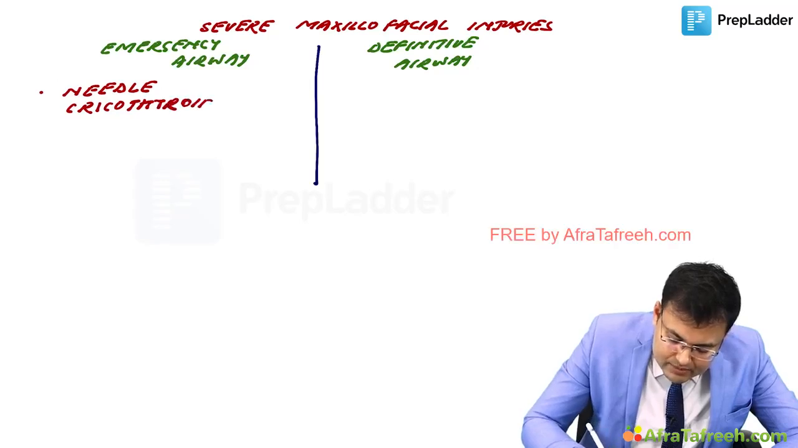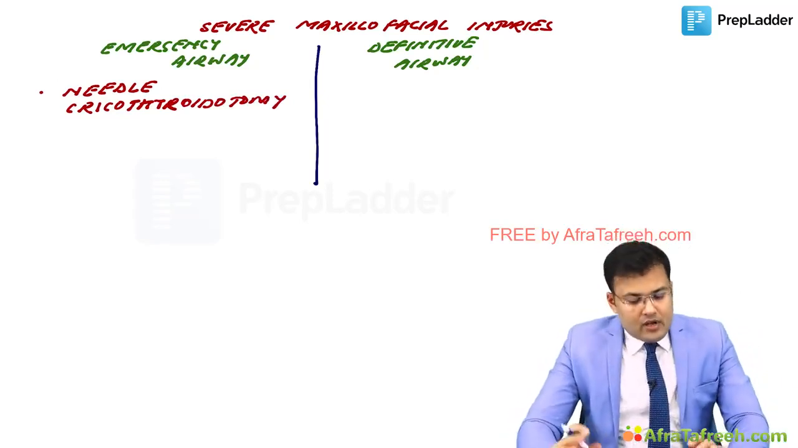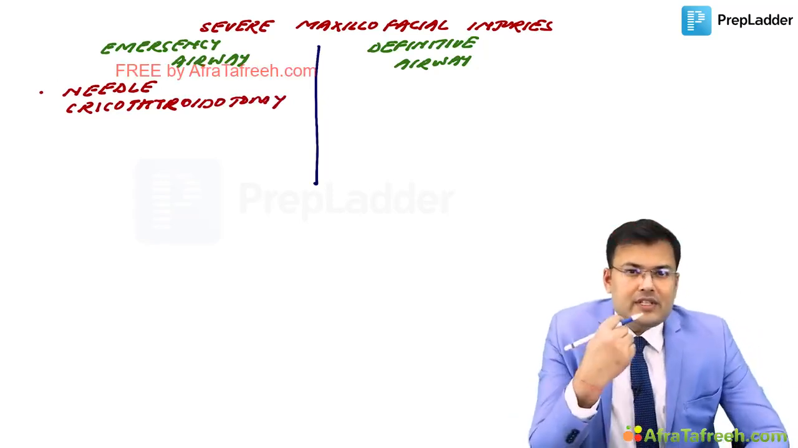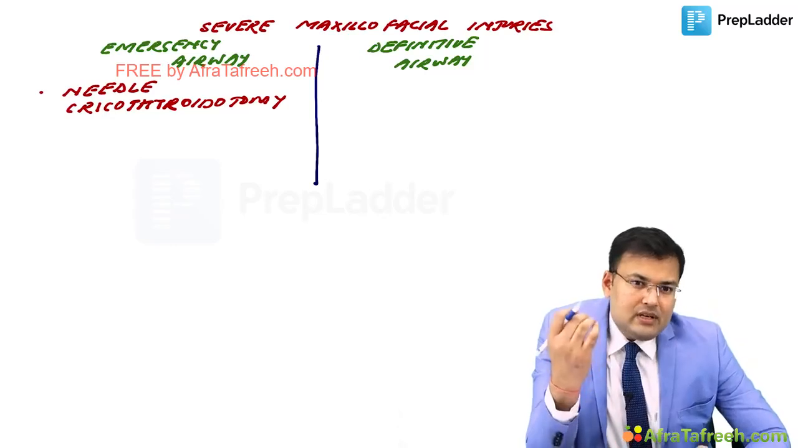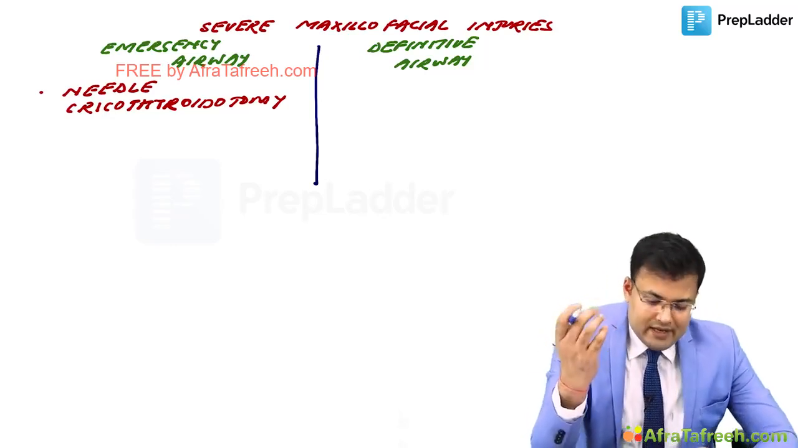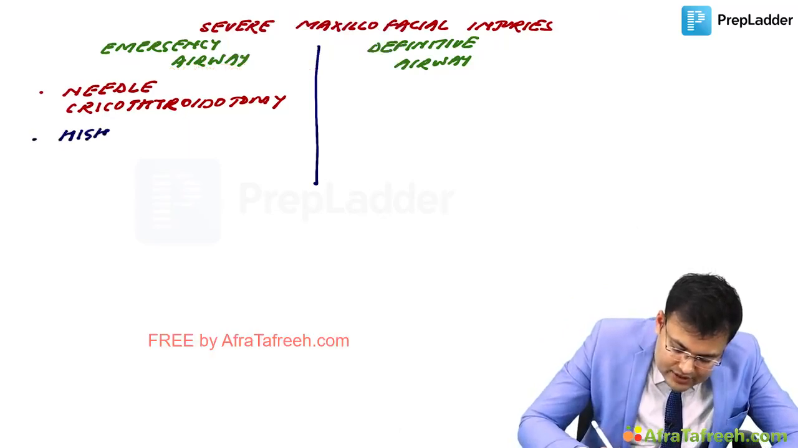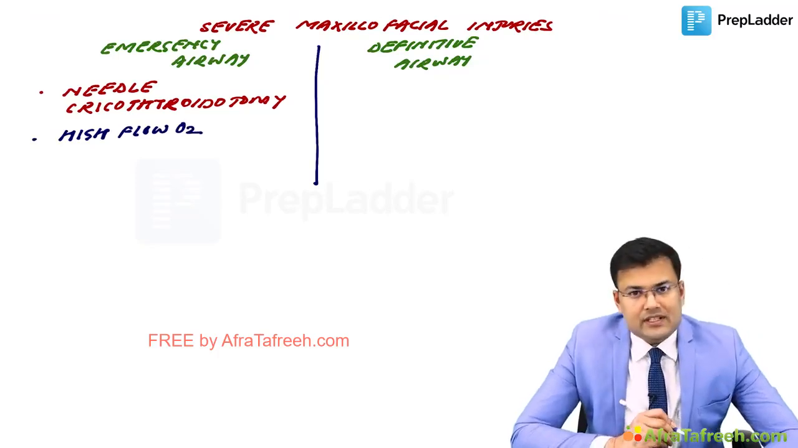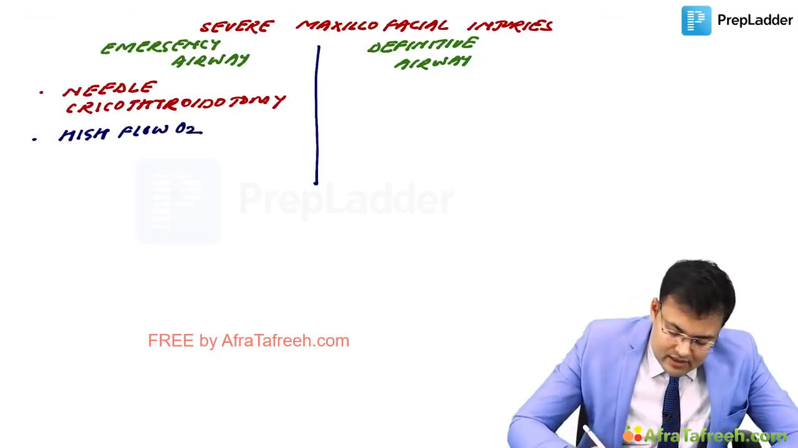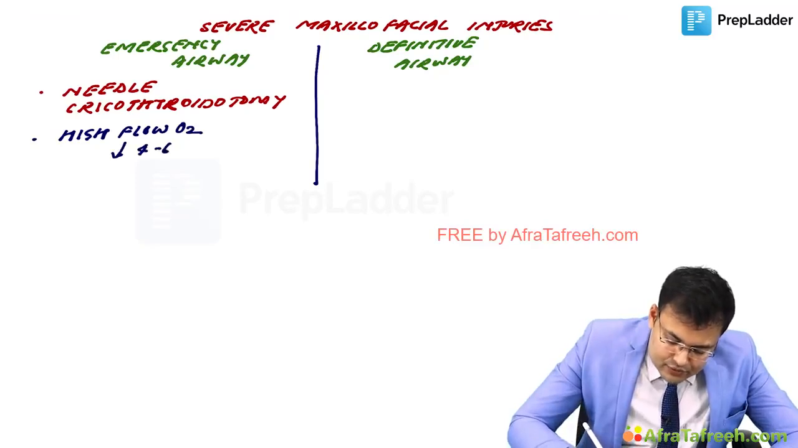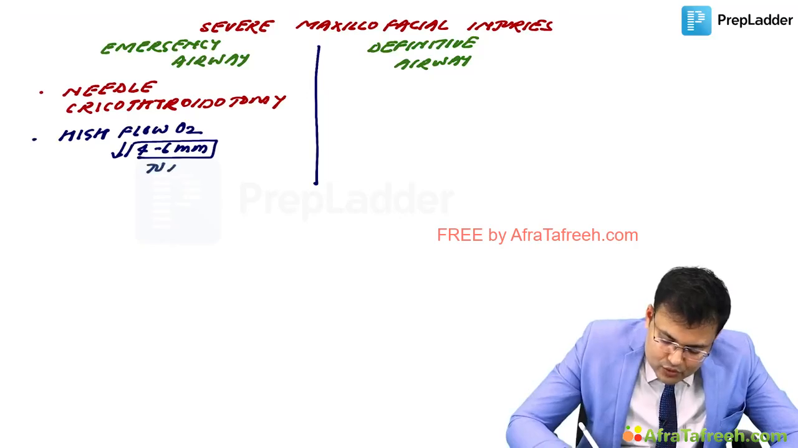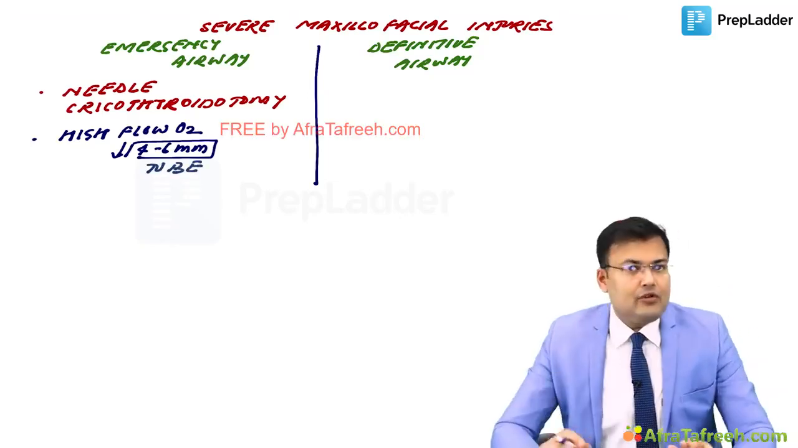This was asked many times in AIIMS and NEET. Needle cricothyroidotomy. What is the advantage? Because it is performed quickly. And what we do here is give high flow oxygen. The tube which is inserted, what is the diameter? It is 4 to 6 mm. So via this tube, high flow oxygen is given.